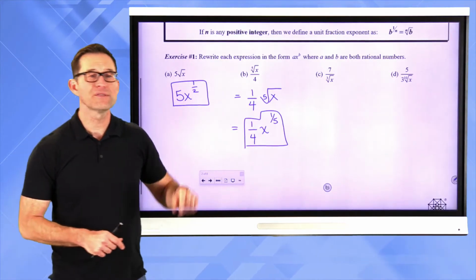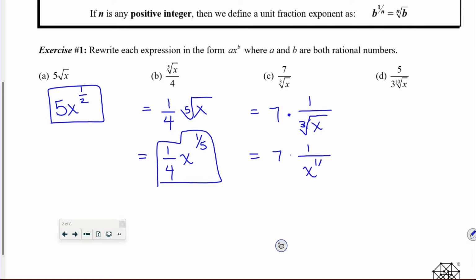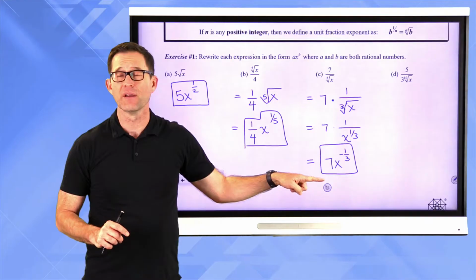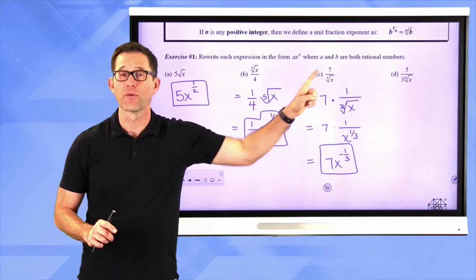All right, well, letter C, I can think about this to begin as 7 times 1 over the cubed root of x. Boy, that looked awfully messy. 1 over the cubed root of x. I can then rewrite that as 7 times 1 over x to the 1/3, and then I can write that as 7 times x to the negative 1/3. Now, some of you could probably very easily go from here down to here without writing out these two steps. I just want to make sure that everyone understands how I go from here to here.